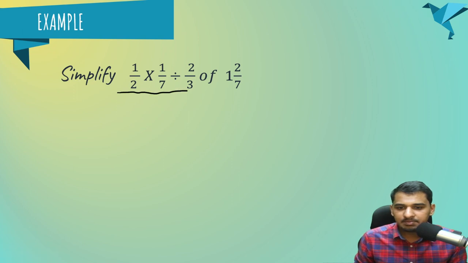So again, a very simple example. Simplify 1 by 2 into 1 by 7 divided by 2 by 3 of 1 2 by 7. Okay. First, how to start here? Again, I will write BODMAS.